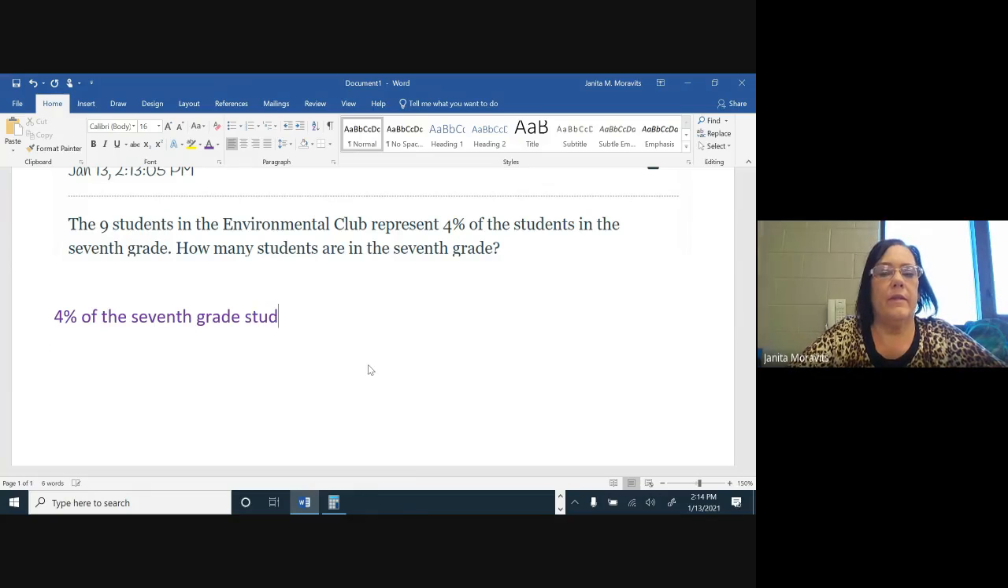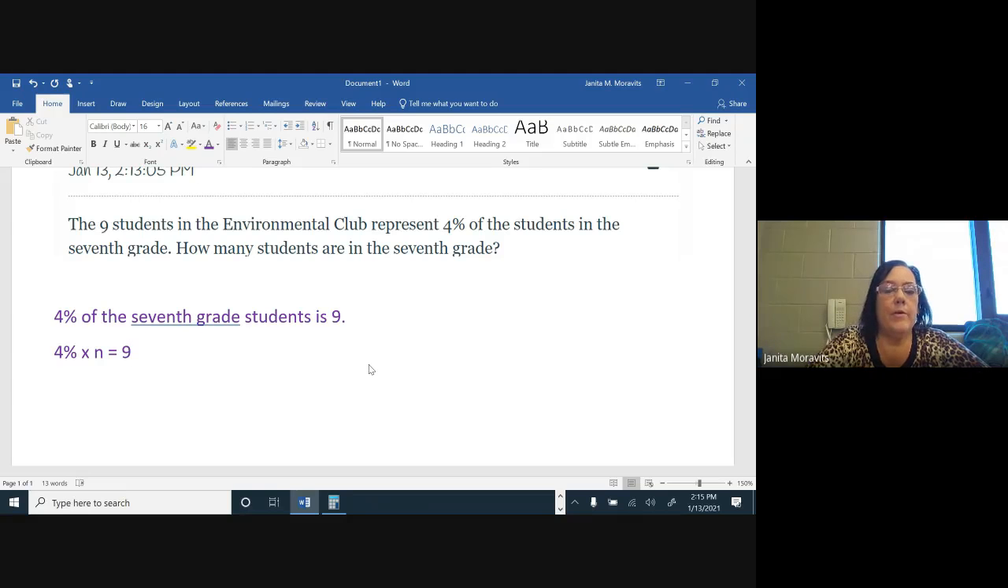So we could say that 4% of the 7th grade students is 9, because it says the 9 students represent 4%, okay? Now, remember when we talked about how to solve these kinds of problems? Of always means times, and is always means equals. So we could do this: 4% times, and we're just going to use the letter n for 7th grade students, equals 9.